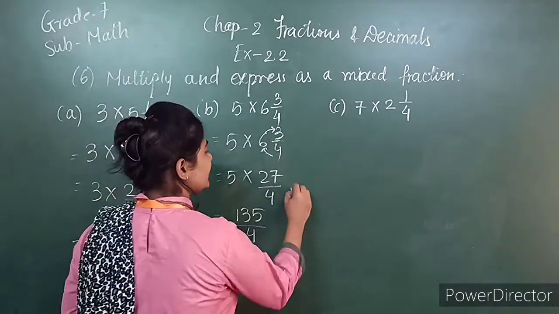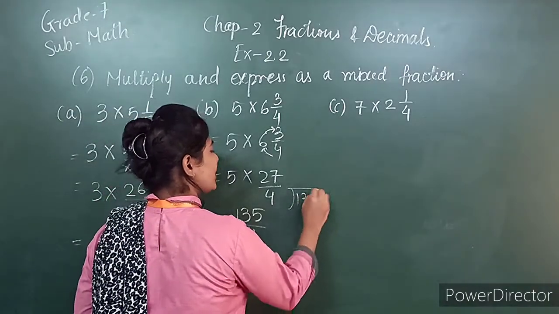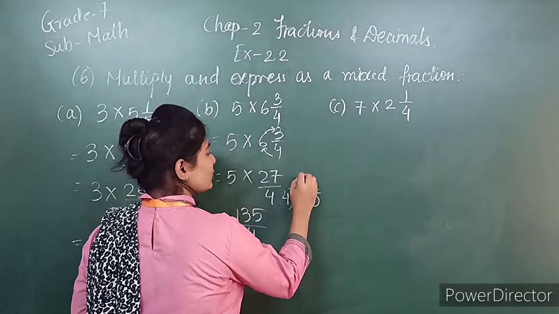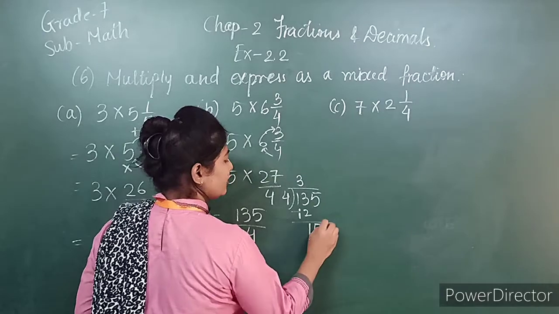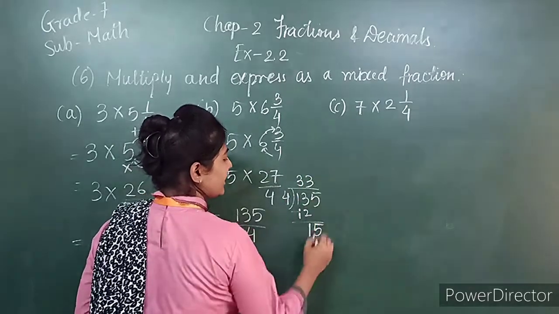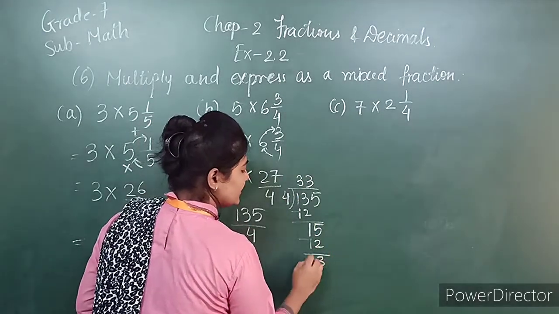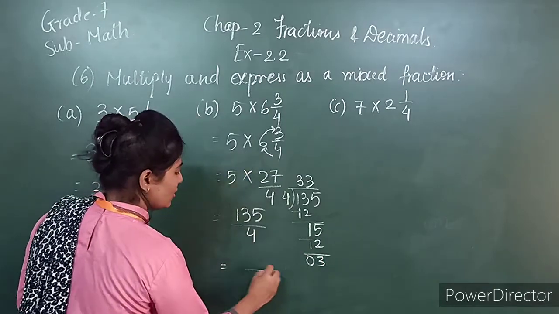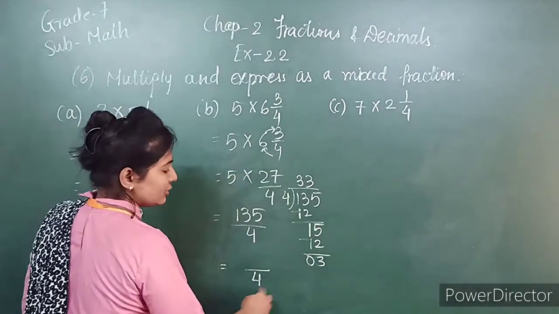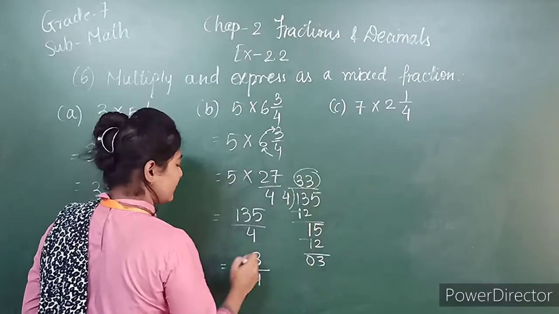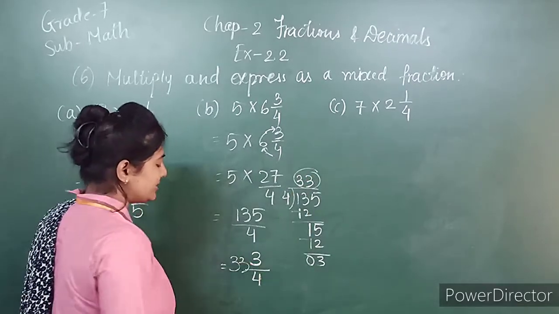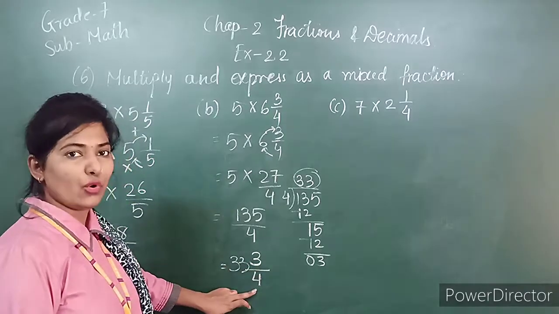So now we have to convert it into mixed fraction form. So 135 divided by 4. So 4 3s are 12. So here 1 and 5. So 4 3s are again 12. 3 is the remainder. So 4 we have to write in the denominator and this remainder we have to write upward, and this portion we have to write on the side. So our answer is 33 3 by 4.